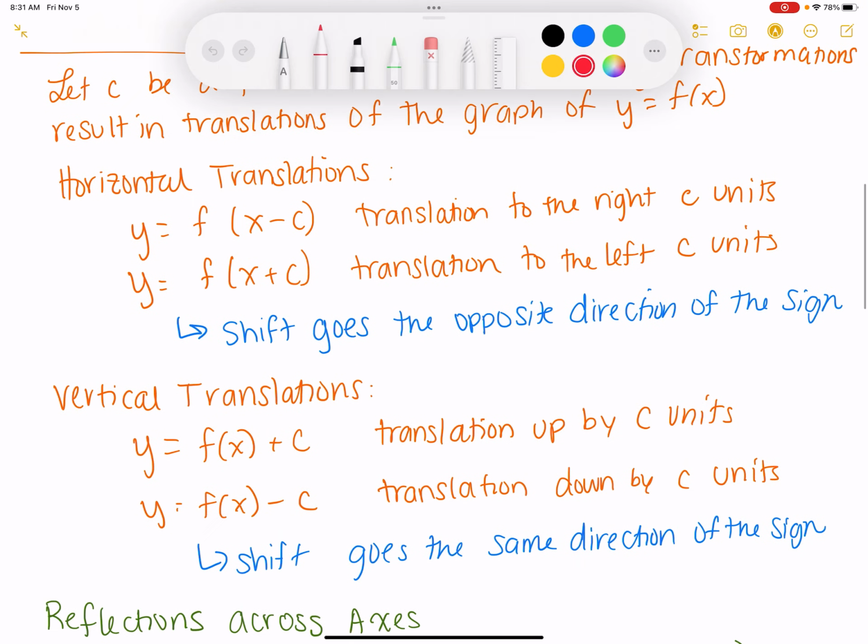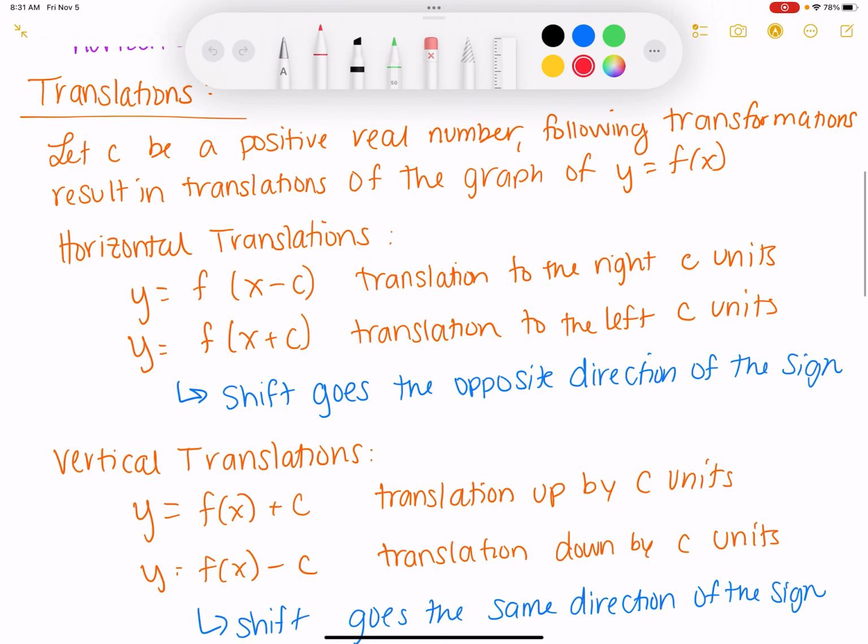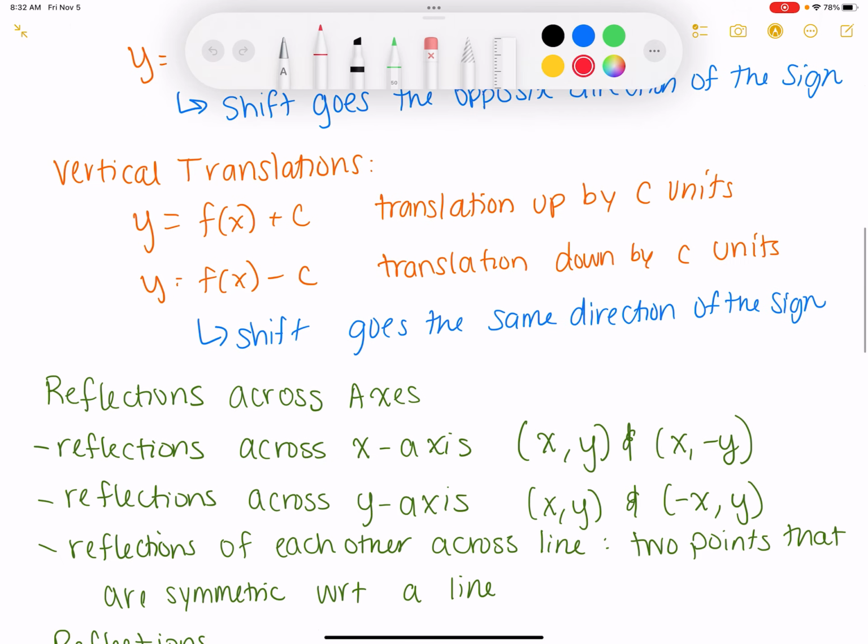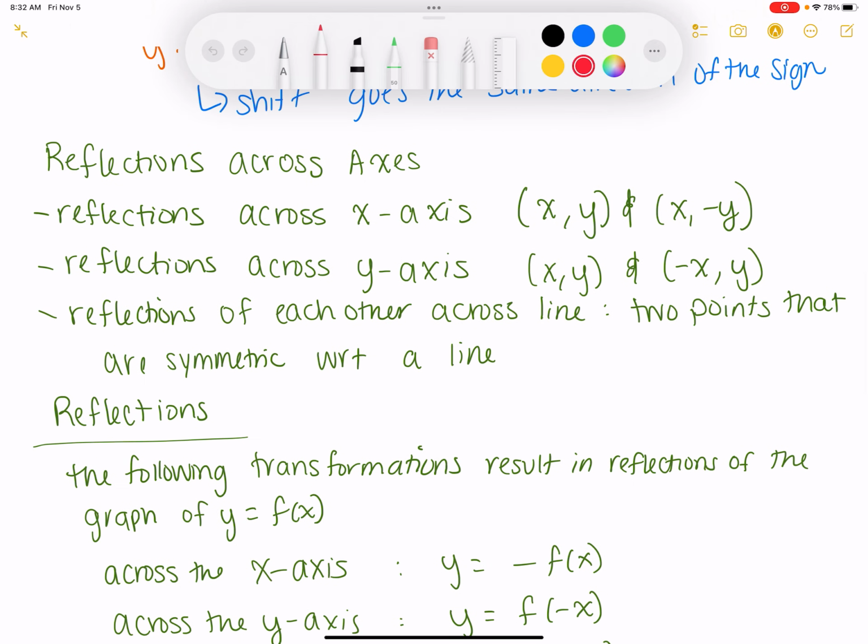Alright, so yesterday we talked about what the different translations are. Shifting it right, left, up, down. If it's inside the parentheses, it goes opposite the direction of the sign. Outside the parentheses, it goes the same direction as the sign. As far as reflection, I would want you to just tell me that it is reflected. I don't care what it's reflected over or how.